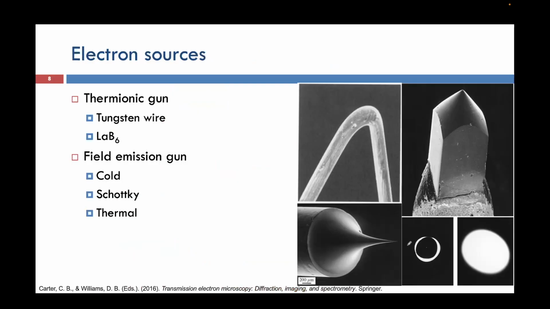Now coming to the electron sources. As we have seen, there are different types of electron gun which provide the electrons from those materials. And what was the fundamental phenomenon behind that? If anyone can say, the material is heated beyond 2700 Kelvin. Okay, then what will happen?